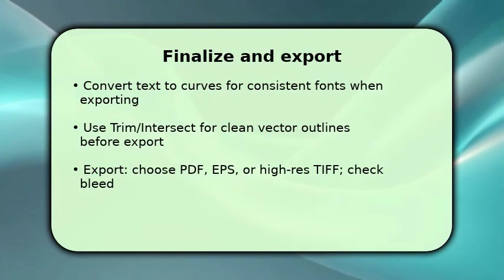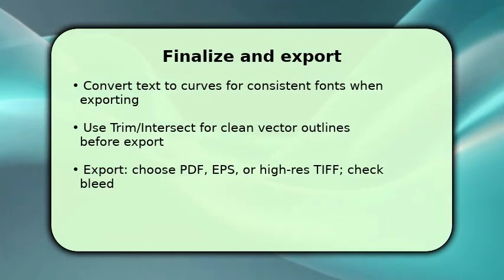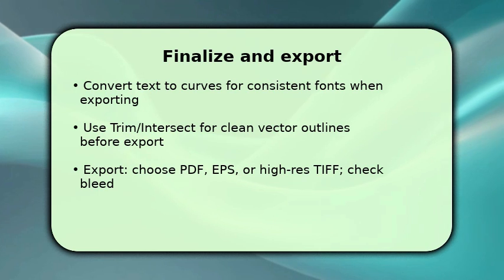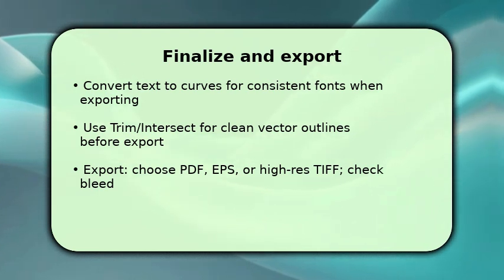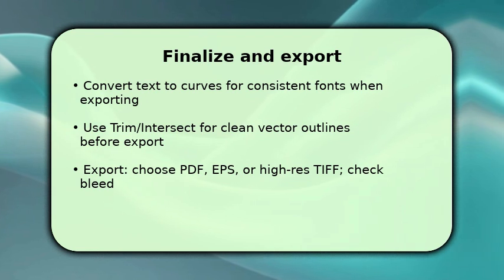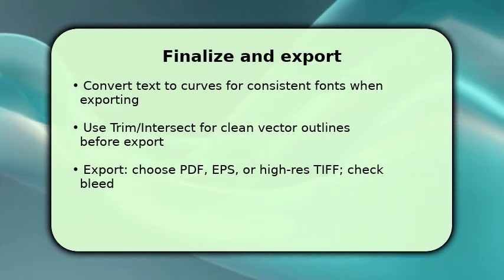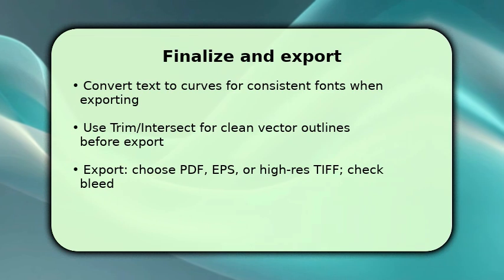You finish by preparing the file for output. Convert text to curves to lock typography and prevent font substitution. Do this after final edits. Use trim and intersect to create clean vector outlines and eliminate hidden geometry that can cause print artifacts.